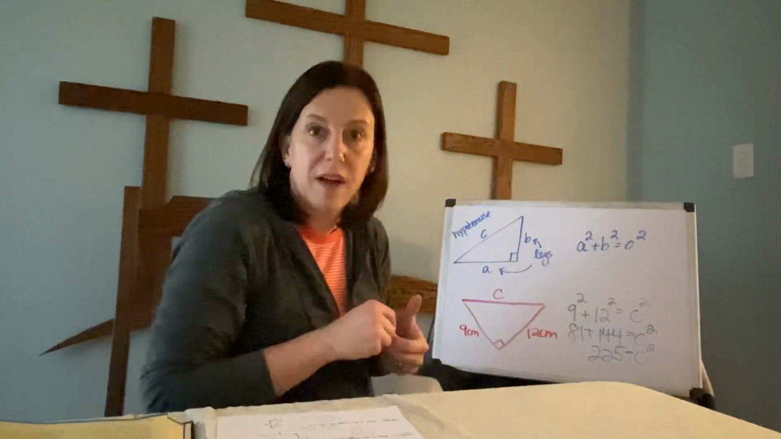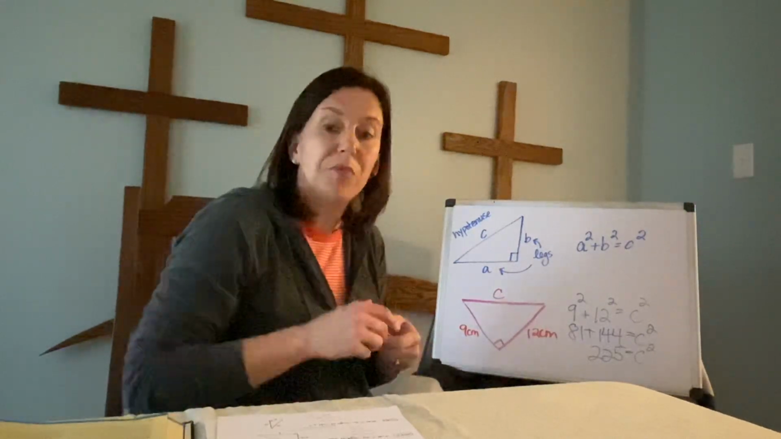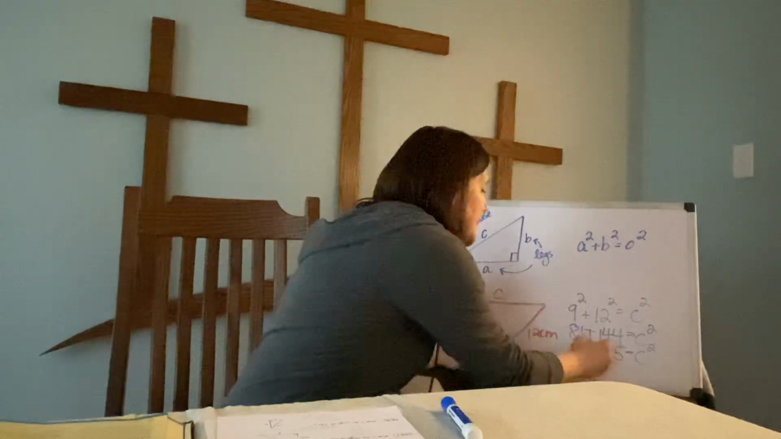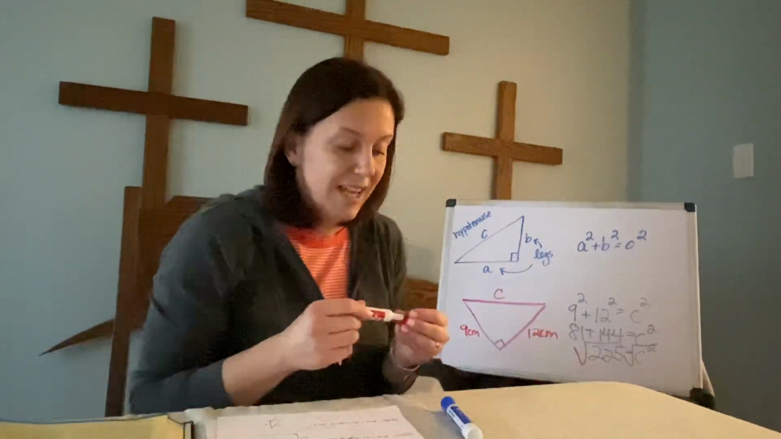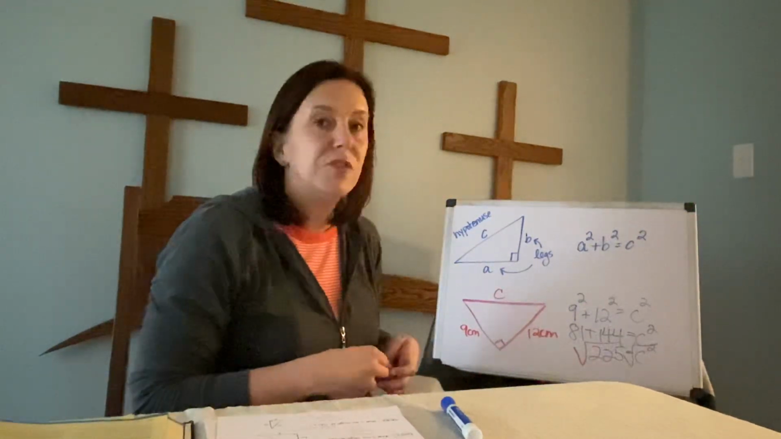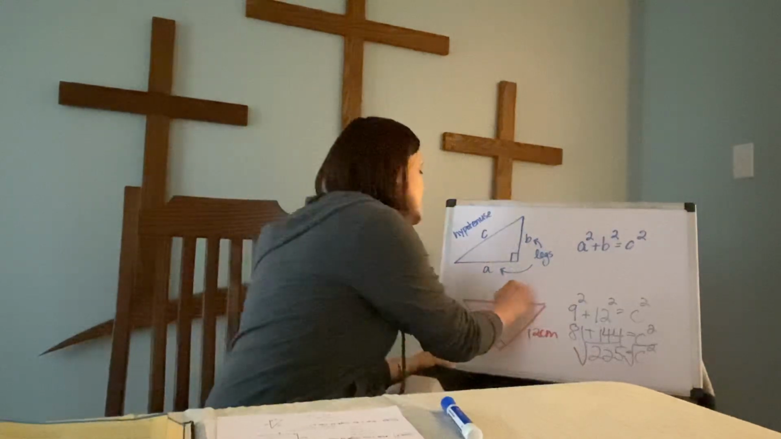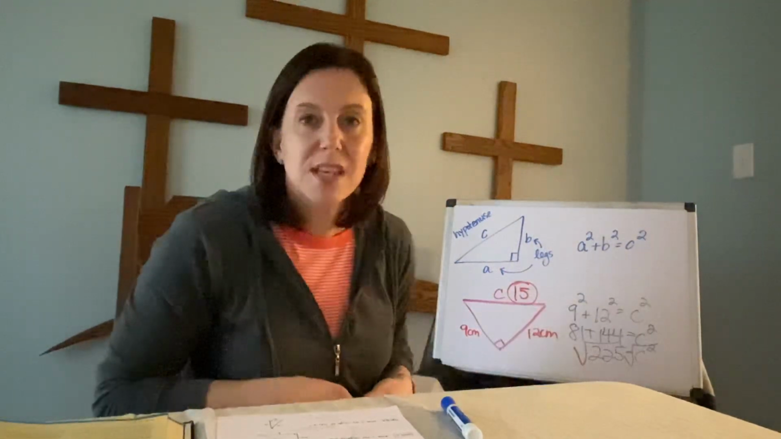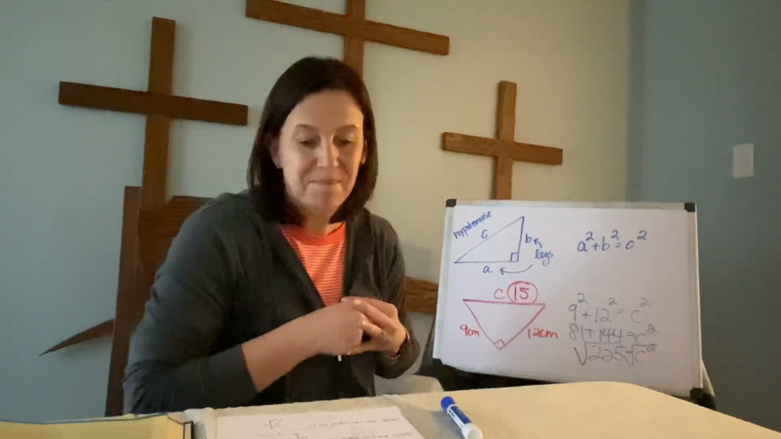Well, and if I want to find C, I have to take the square root of both sides. And this is one that you're going to get very comfortable with. 225 is actually a perfect square. And if you didn't recognize it, that's where the calculator comes in. The square root of 225 is 15. So the measure of the hypotenuse in this problem is 15.